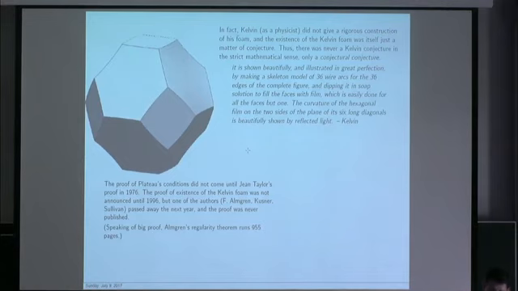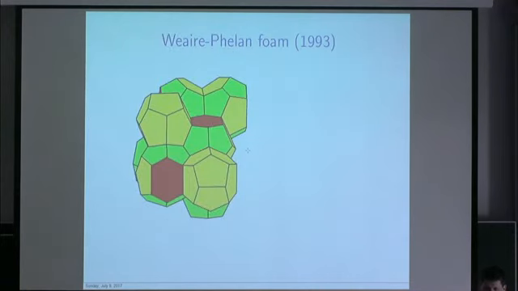The proof of the existence of this Kelvin foam has never been published. Unfortunately, Fred Almgren passed away the year after the announcement was made that a precise description could be made. In the meantime, in 1993, a counterexample was found to the Kelvin conjecture. This is the Weaire-Phelan foam.